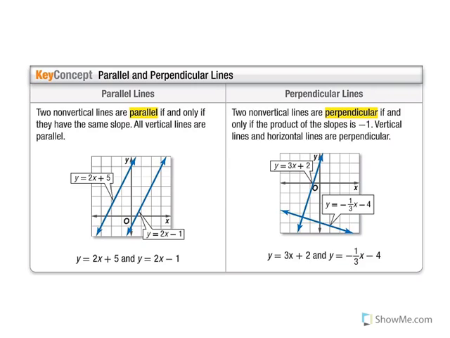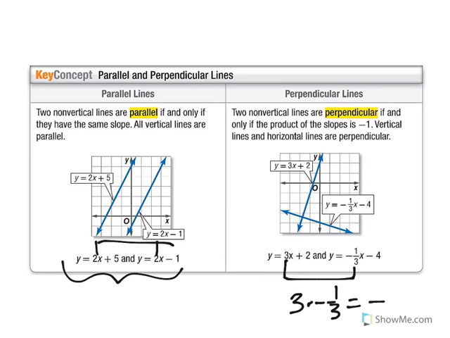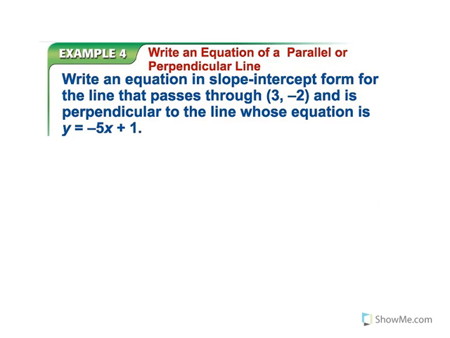Let's talk a little bit about parallel and perpendicular lines. Here we have an example of two equations that are parallel, and as you can see, they both have a slope of 2. Now, for the perpendicular lines, we have the 3 and the -1/3. They are opposite reciprocal slopes. If you took 3 times -1/3, you get -1. Okay, so that's what this definition means. Alright, let's try an example.